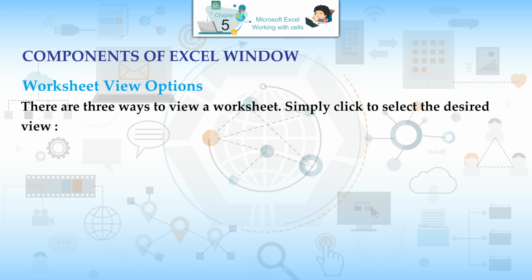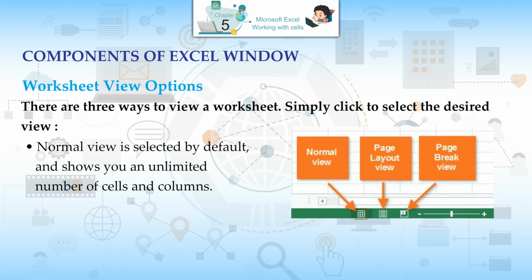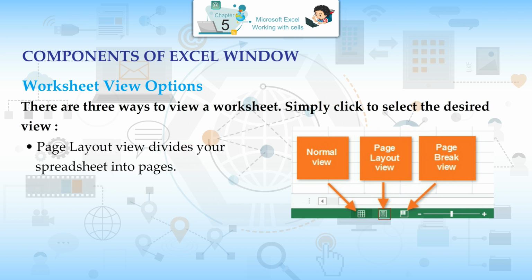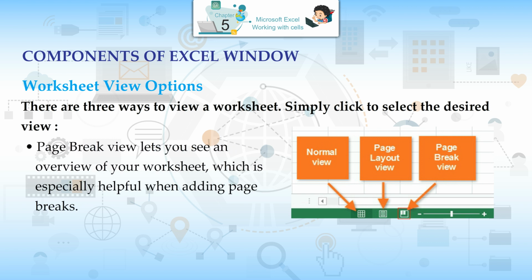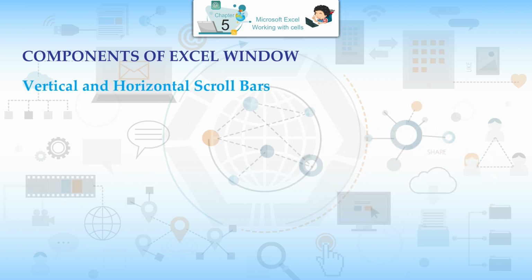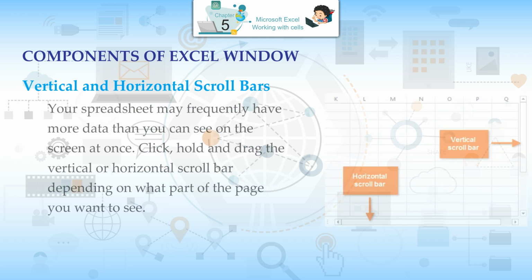Worksheet view options. There are 3 ways to view a worksheet. Simply click to select the desired view. Normal view is selected by default and shows you an unlimited number of cells and columns. Page layout view divides your spreadsheet into pages. Page break view lets you see an overview of your worksheet, which is especially helpful when adding page breaks. Normal view, page layout view, page break view.